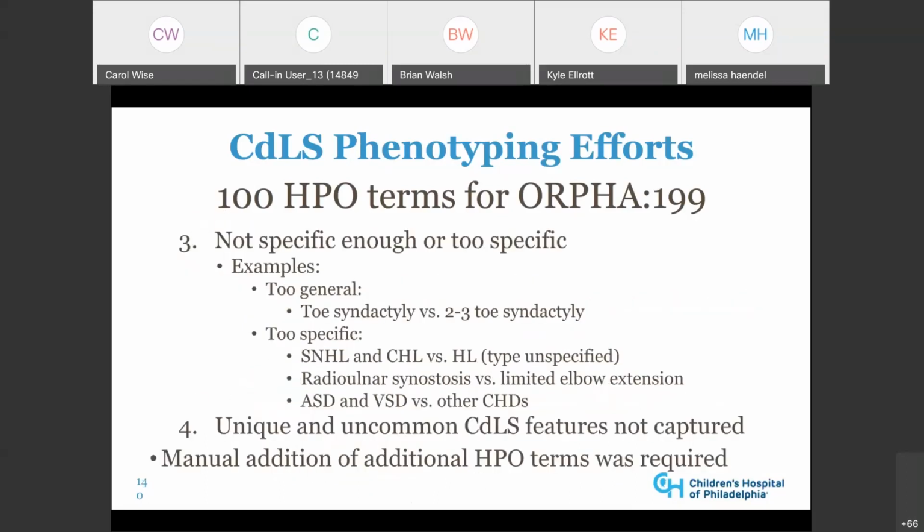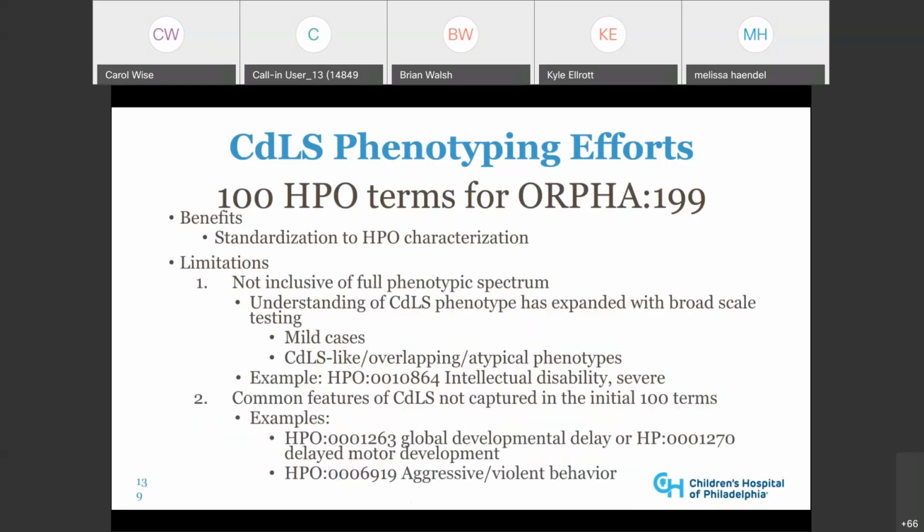Again, common features of CDLS surprisingly were not captured in those 100 terms. So for example, even though speech delay was in one of those first 100 terms, developmental delay or motor delay was not, and different behavioral phenotypes, which can be very common in CDLS, were also not captured.